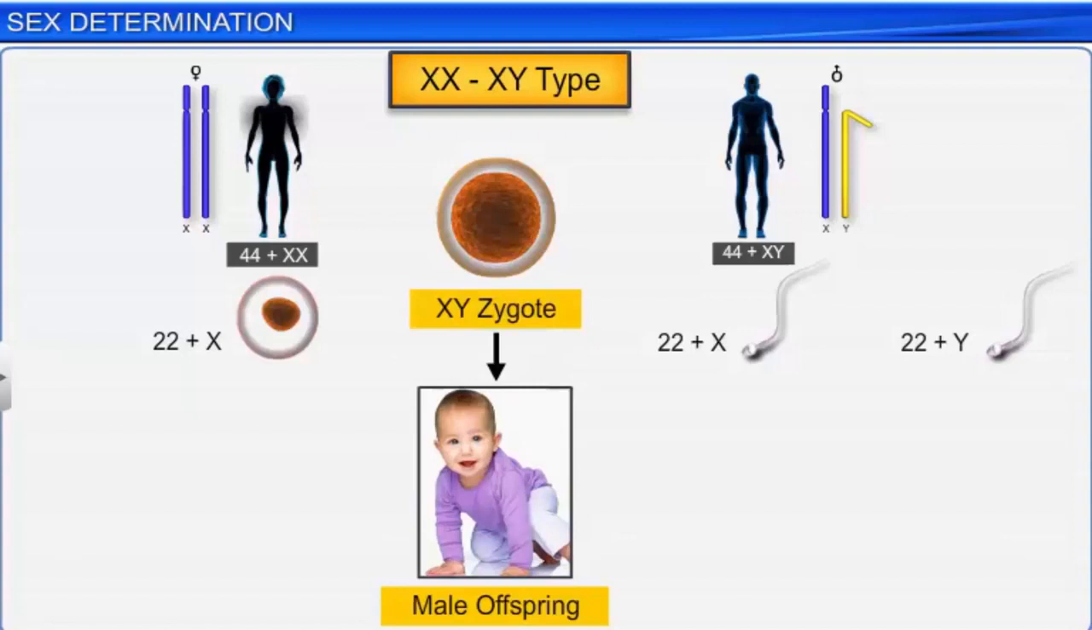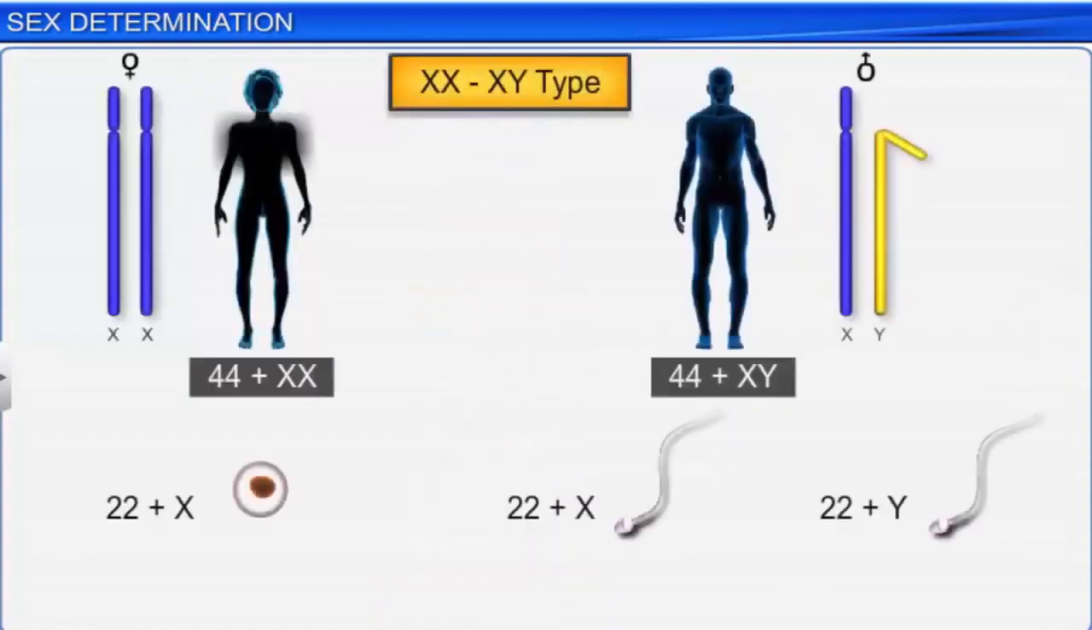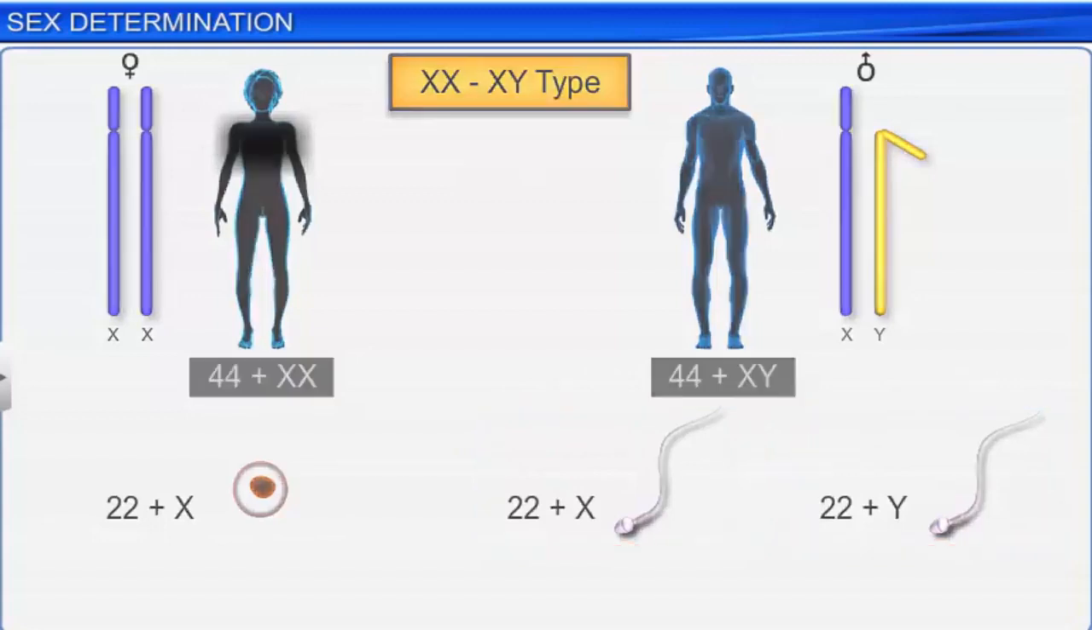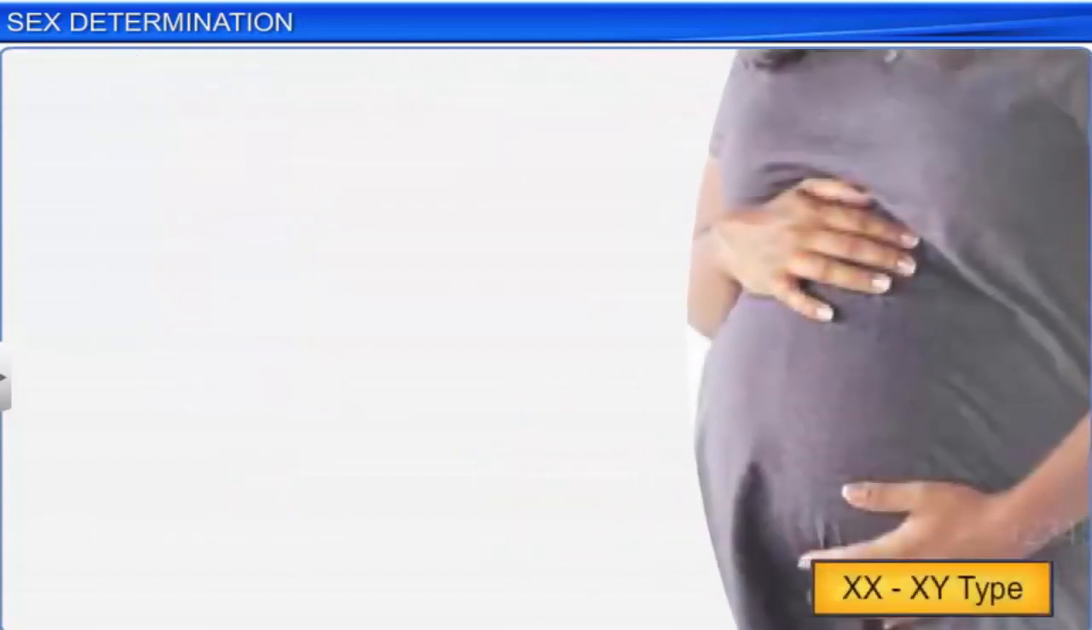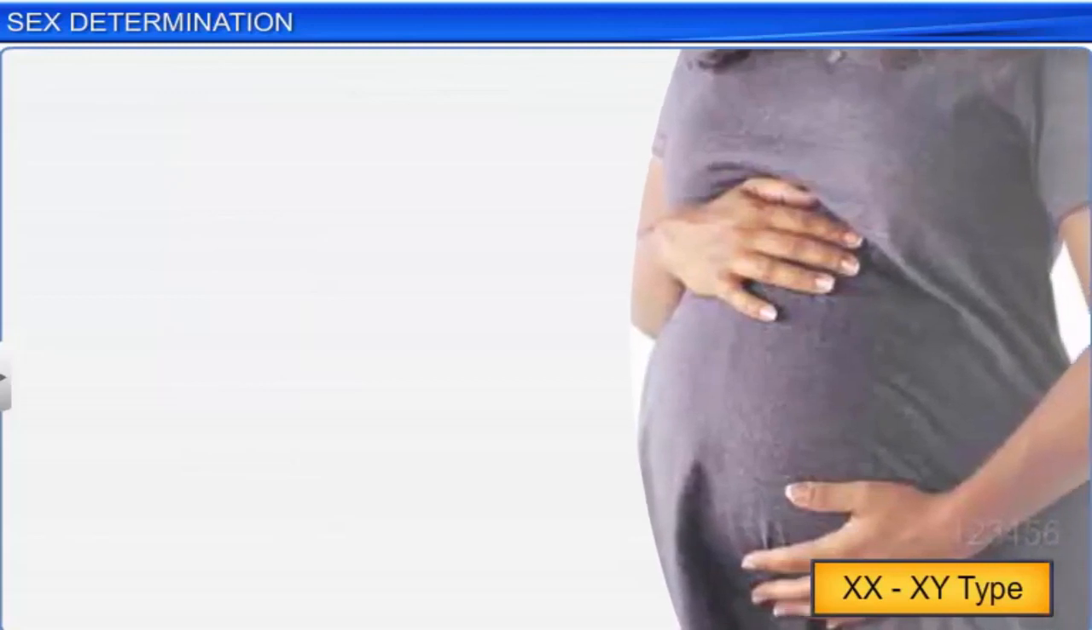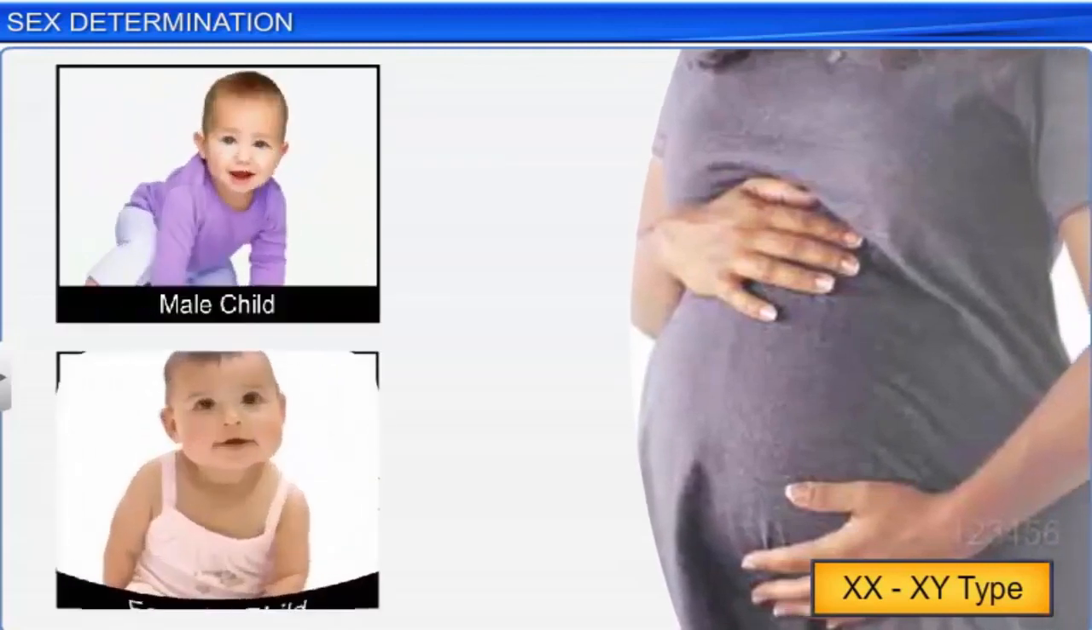Therefore, it is obvious that the sex of the offspring is determined by the genetic makeup of the sperm. Moreover, it is quite evident that the probability of a pregnant woman delivering either a male or a female offspring is always 50%.